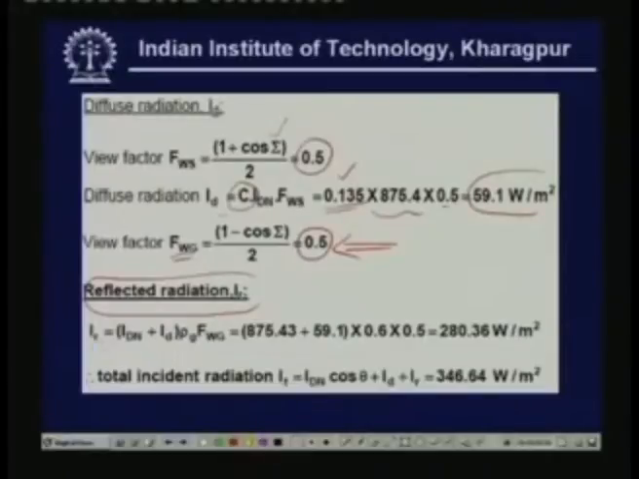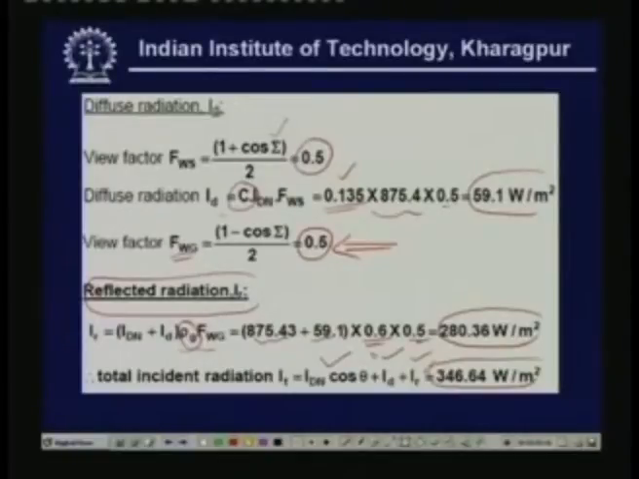Then based on the ASHRAE model, the reflected radiation from the ground is equal to (I_DN + I_diffuse) multiplied by ρ_z into F_WZ, where ρ_z is the reflectivity of the ground, which is given as 0.6, and F_WZ is 0.5. So, if you substitute the value of I_DN and I_diffuse, you find that the reflected radiation works out to be 280.36 watt per meter square. So, the total incident radiation is nothing but the sum total of direct radiation contribution, diffuse radiation and reflected radiation. So, the total radiation works out to be 346.64 watt per meter square.